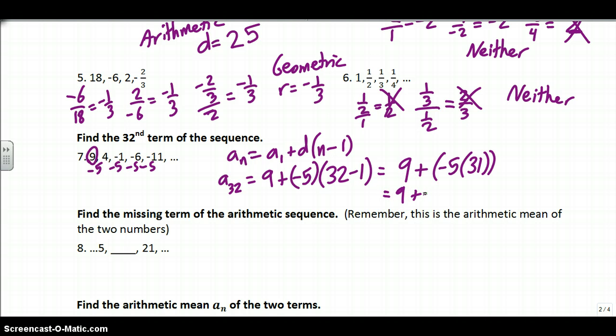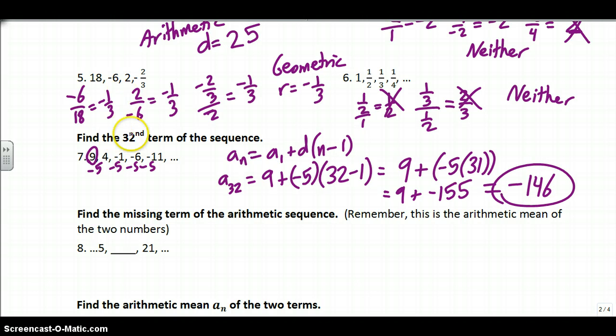9 plus what's -5 times 31? Well, quick plug in your calculator gets you -155. And 9 plus -155 gets you -146. I want to make this very clear.